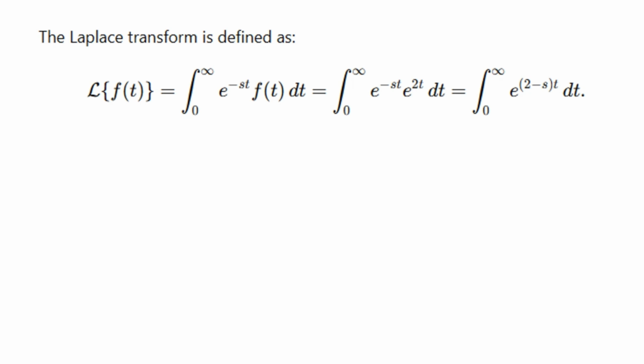As you can see on the screen now, we evaluate the integral from 0 to infinity of e to the power minus st multiplied by f of t. In this case, f of t is e to the power 2t. If you join this together and factorize t, what we have is 2 minus s multiplied by t. But for this integral to converge, the term e to the power (2 minus s) t must decay.